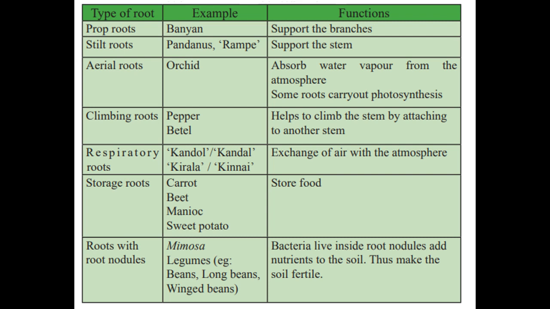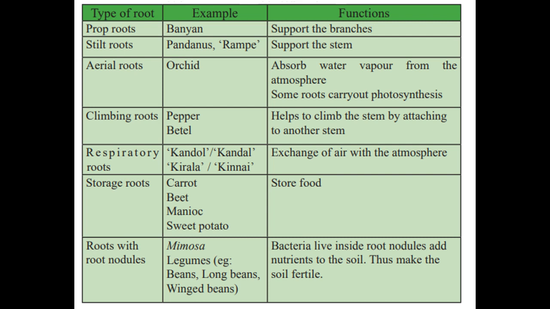And the next one, support the stem. What type of roots support the stem? Do you remember I explained you here in these stilt roots in pandanus? So because of the presence of these stilt roots, this plant will not fall off because of strong winds. Therefore, stilt root supports the stem, right? So support the stem by stilt roots. Examples, pandanus and rampe.